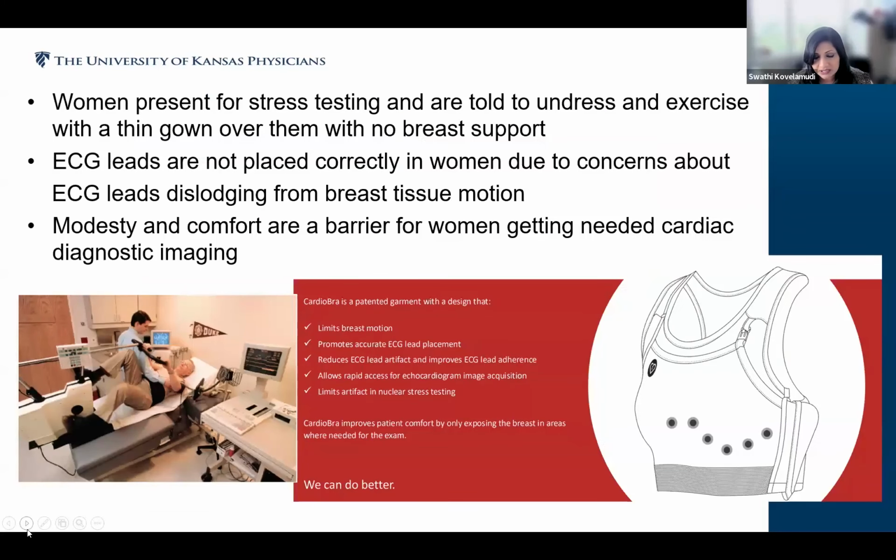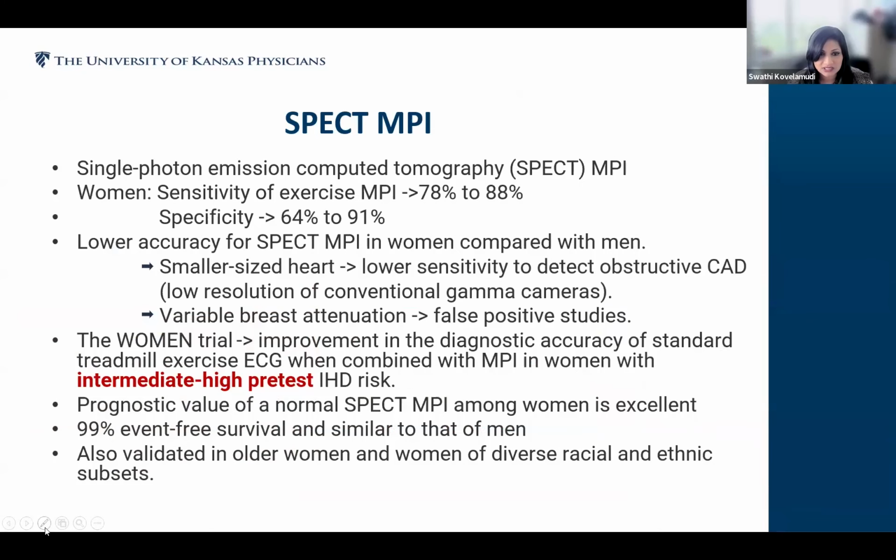There are a few things that we can do to help this. We can use bicycles or other exercise modalities. And one of our colleagues is actually working on a specific bra that is designed to help women tolerate the test better, but also to get more diagnostic ECG tracings. So this is the test that is most commonly ordered. This is the SPECT MPI. This has reasonable predictive value.